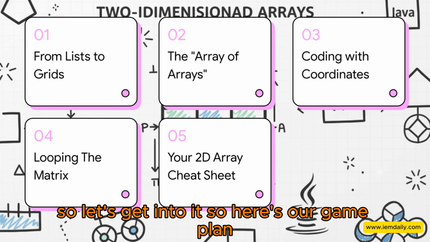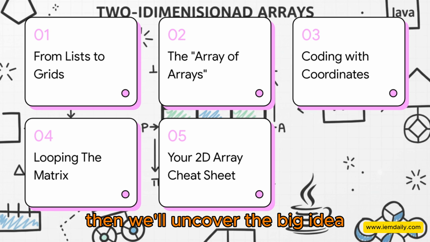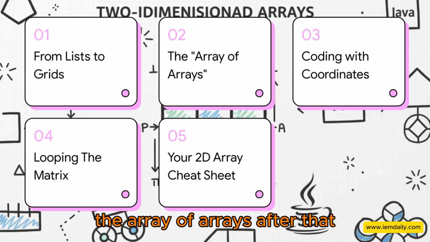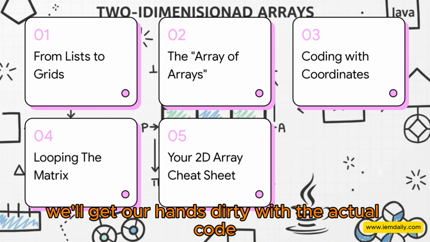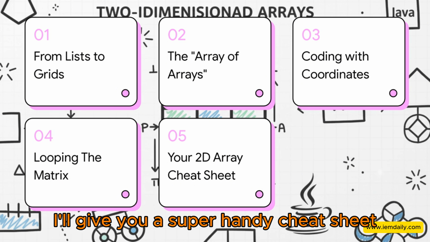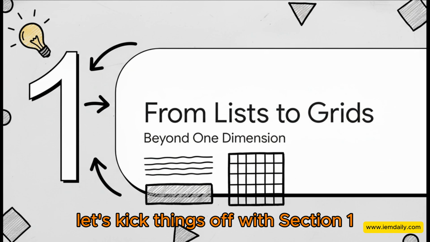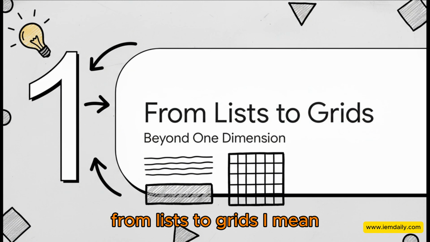So here's our game plan. We'll start by figuring out why we even need to go beyond simple lists. Then we'll uncover the big idea, the array of arrays. After that, we'll get our hands dirty with the actual code, see how to loop through everything, and finally, I'll give you a super handy cheat sheet to wrap it all up. Okay, let's kick things off with section 1, from lists to grids.